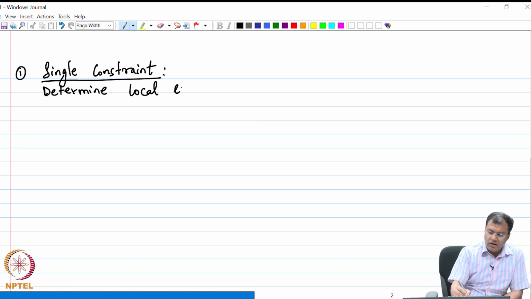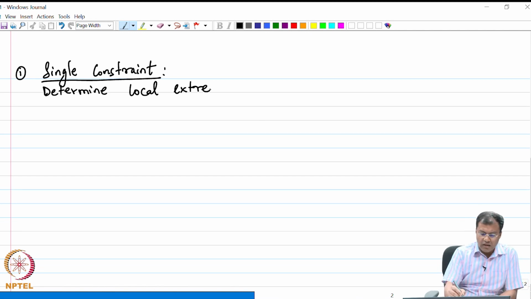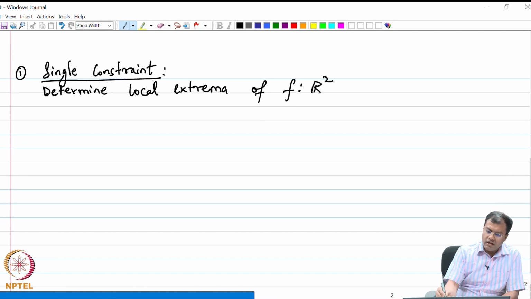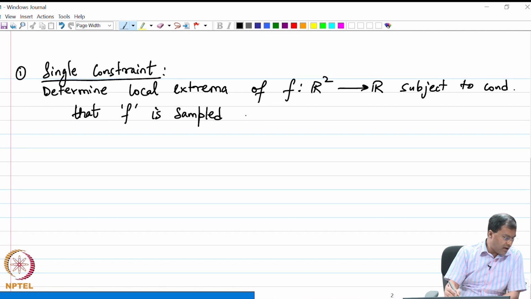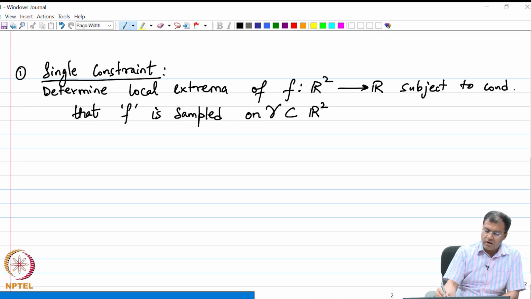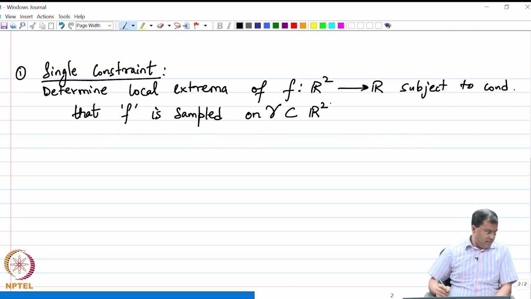The problem here is to determine the local extrema of the function f from R2 to R. I am taking a function of two variables, just to simplify, subject to the condition that f is sampled on gamma, which is a subset of R2.